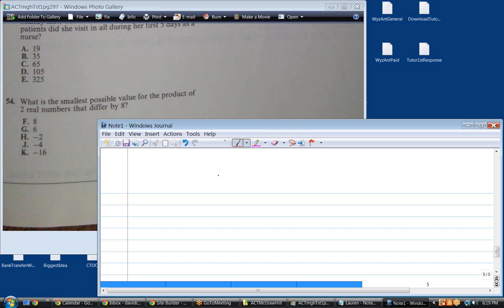4 and 4? Their difference is 0. Would it be 16? No. 16 minus 8? 16 and 8 works. There's a difference of 8. That's all we need. What's that product?